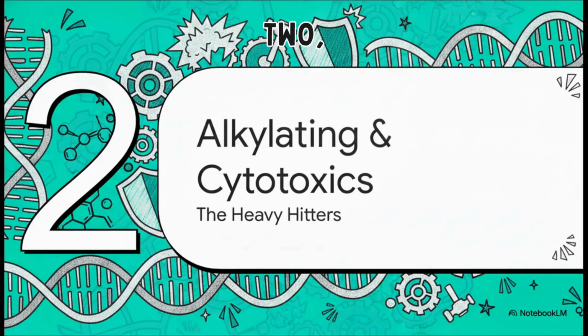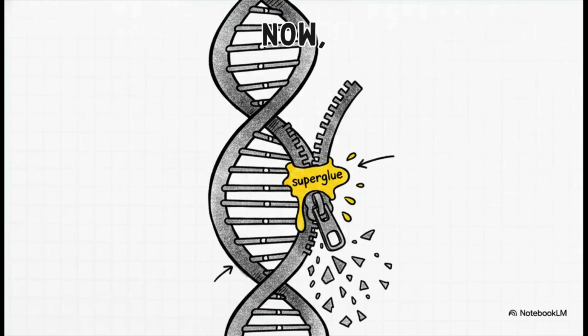Moving on to part 2, alkylating agents and cytotoxics. These are the heavy hitters. Now, what's really interesting here is the exact molecular target. Alkylating agents work via this highly reactive carbonium ion intermediate. Imagine it acting like superglue on a broken zipper. It forms these incredibly strong covalent bonds, most critically right at the highly nucleophilic N7 position of guanine.